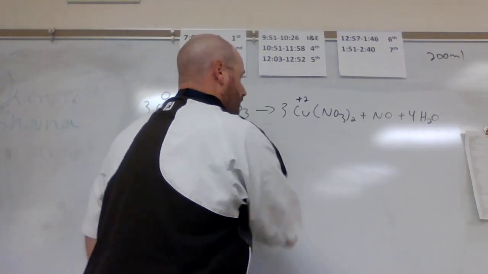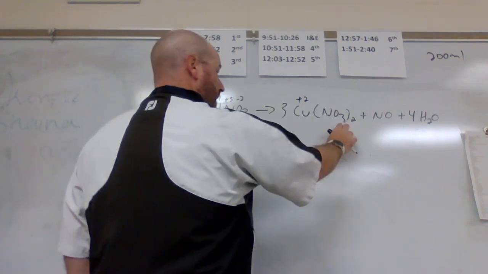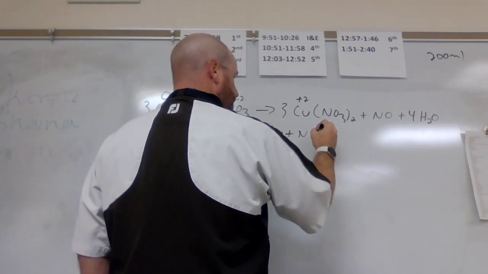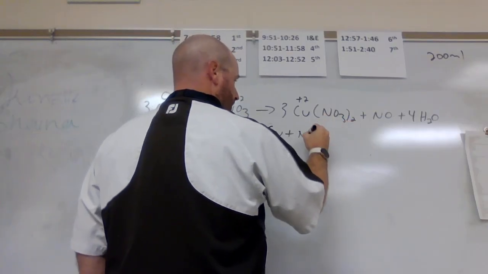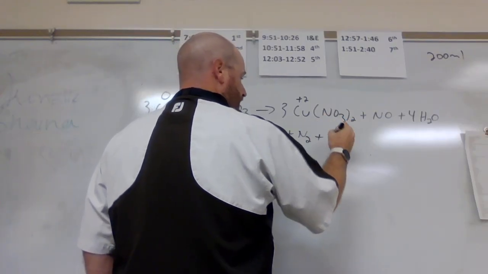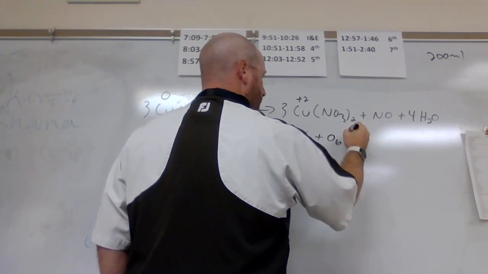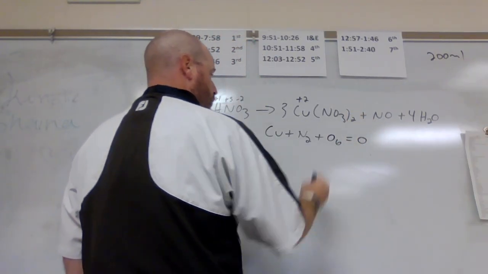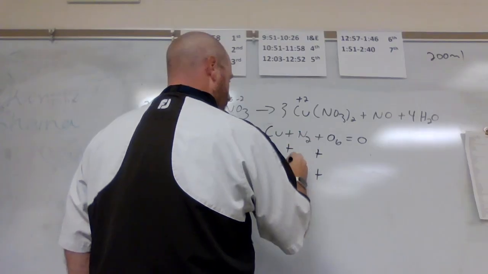All right. So now let's go ahead and work out the rest of this. So copper plus nitrogen, 2 times 1 is 2, so that's N2. 2 times 3 is 6, so that's O6. And this is equating to 0. There's no charge there. So quickly get this thing done.